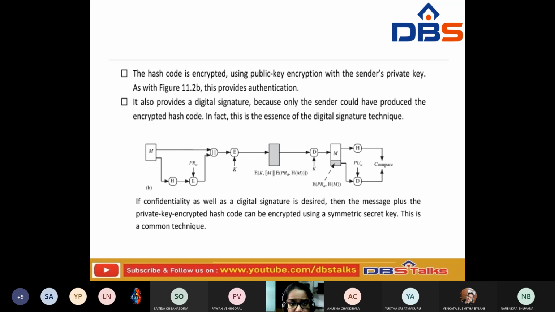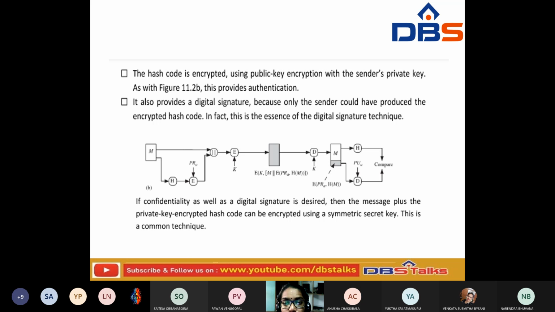So the hash code is encrypted using public key encryption with the sender's private key. If you have observed this figure, it is the encrypted hash code, using public key encryption with the sender's private key. Okay, the sender has a private key. The receiver also has to maintain a private key to decrypt that message. It is also providing a digital signature.